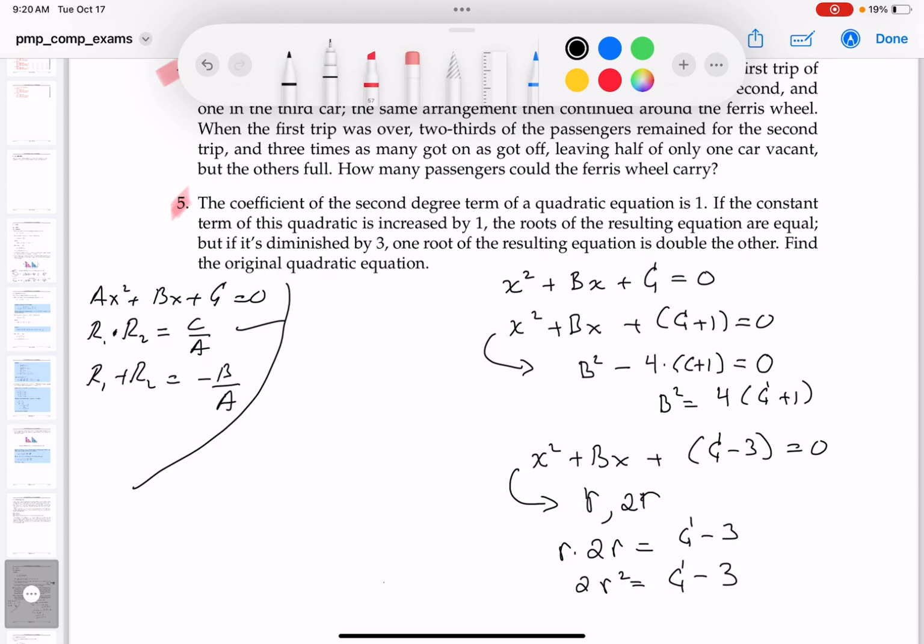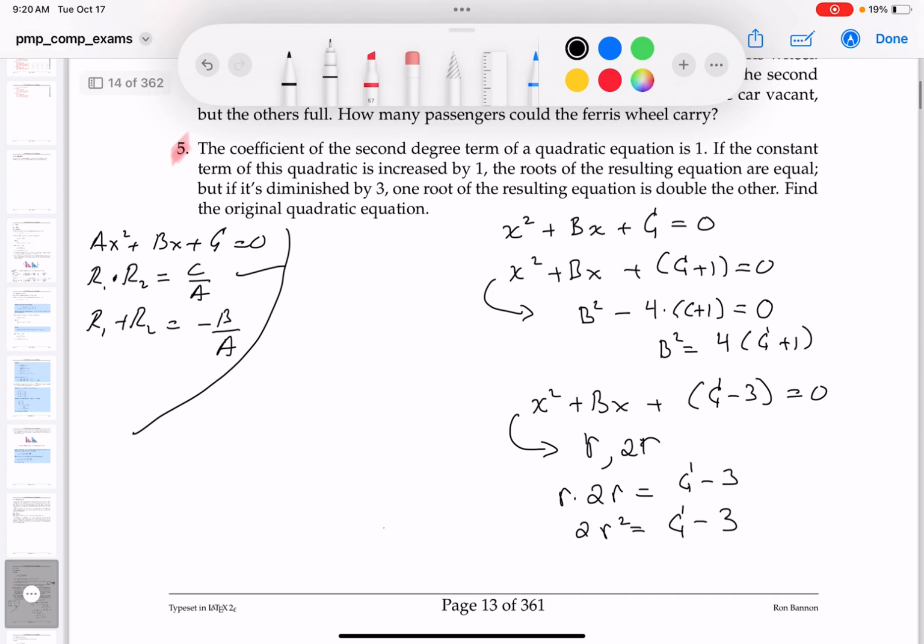All right? So let's keep going. Let's see if we can do the sum now. That's going to be r plus 2r. It's going to be the opposite of the b over the a. Well, the a is just 1. So I've got more information here, and the question is, what do I do with it? I know something about b squared. This is 3r, and this was 2r squared. I've got 3r and 2r squared now.